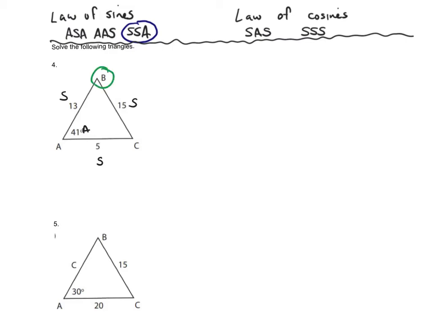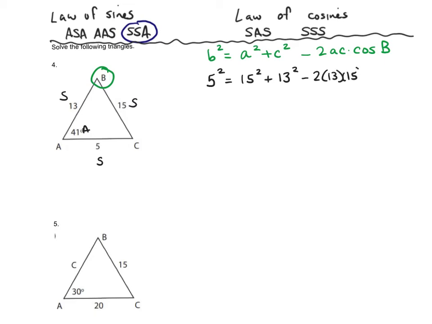Now that matters because remember in our law of cosines, when you pick the formula, whatever angle you're finding or whatever angle you're given, that side has to go by itself. So this would be b squared equals a squared plus c squared minus 2ac cosine big B. And so now we'll plug those values in. So we get 5 squared equals a squared, which is 15 squared, plus c squared, which is 13 squared, minus 2 times 13 times 15 cosine B.